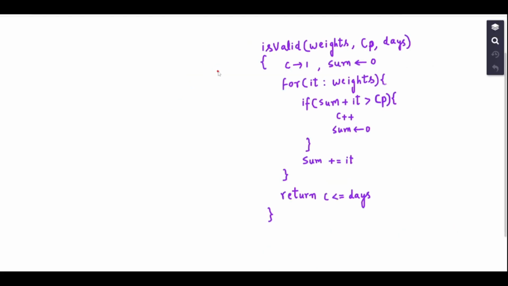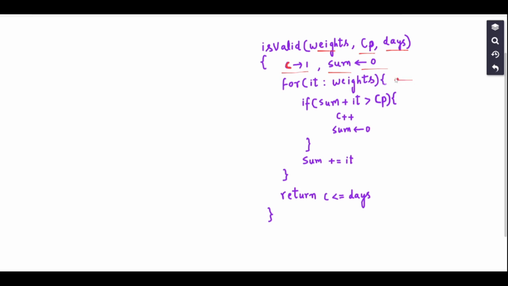Okay, so this is the isValid function which takes in this weights array, the capacity that we have assumed, the middle element, and the number of days that we have. Initialize this c. This is a small c which basically represents the count of the days which we have, and this sum is initialized to 0, which represents the weight that we have pushed into the ship, or that we have loaded into the ship.